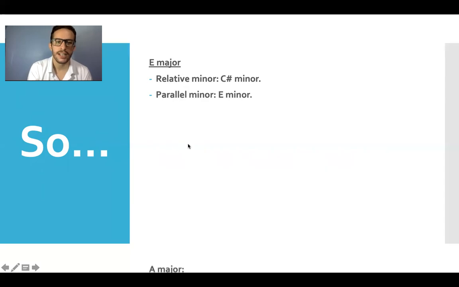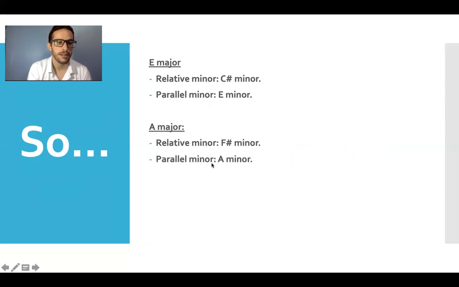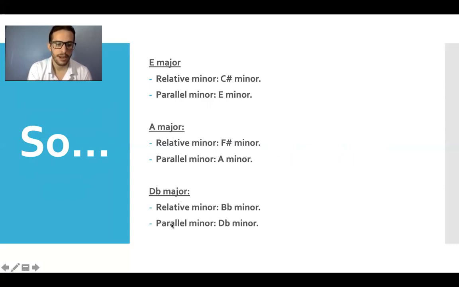Another one, the A major scale, the relative minor is going to be F sharp minor, but the parallel minor is going to be A minor. Another one, the D flat major, the relative minor is going to be B flat minor, but the parallel minor is going to be D flat minor.